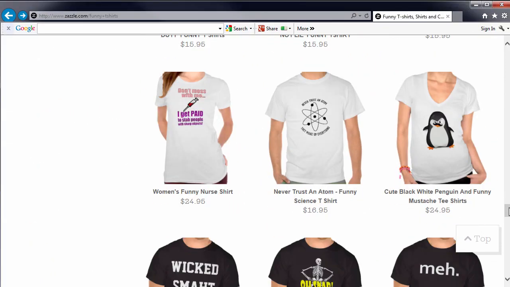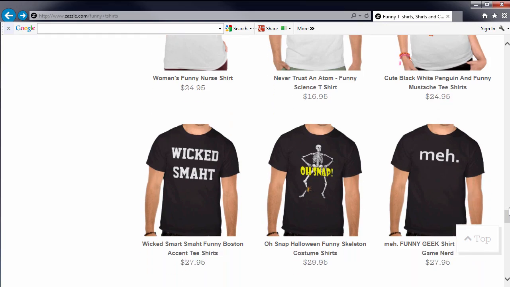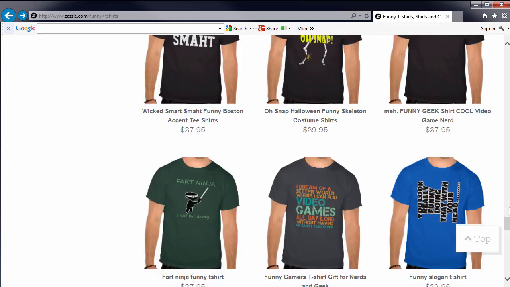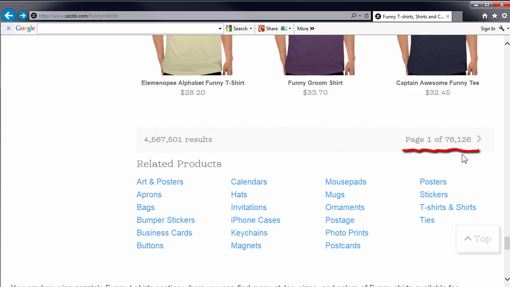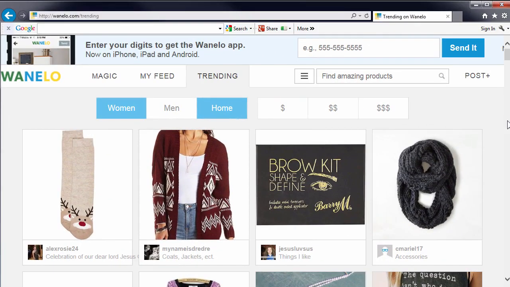Now you can go through all of these designs for inspiration. It's like a never-ending supply. If you scroll down to the bottom, you'll see that there are just over 76,000 pages. So I recommend that you spend a little time on this site just getting familiar with t-shirt designs. Now let's dig a little deeper. The next site that I like to use is Wanelo at wanelo.com. It stands for Want, Need, Love.